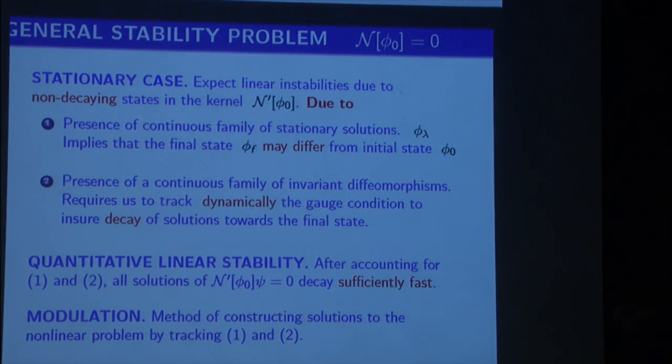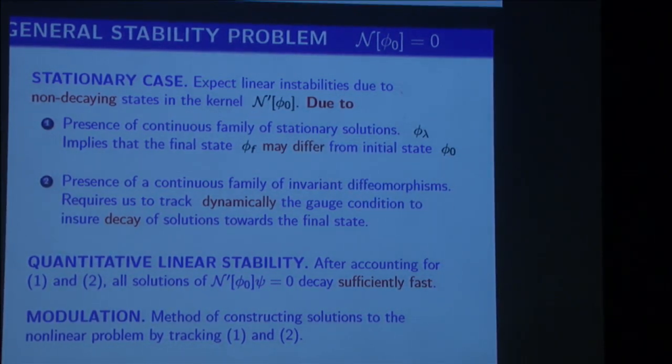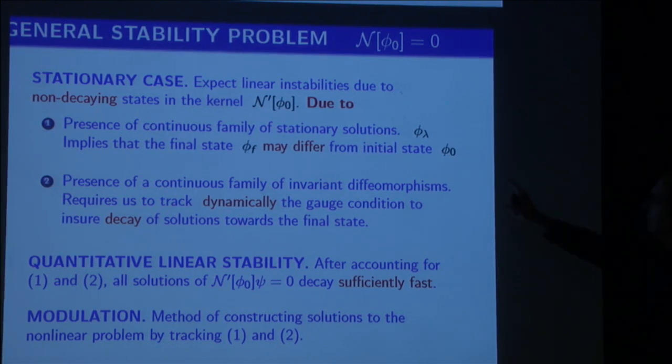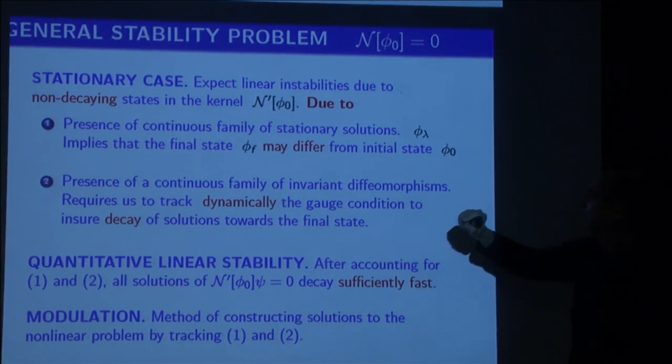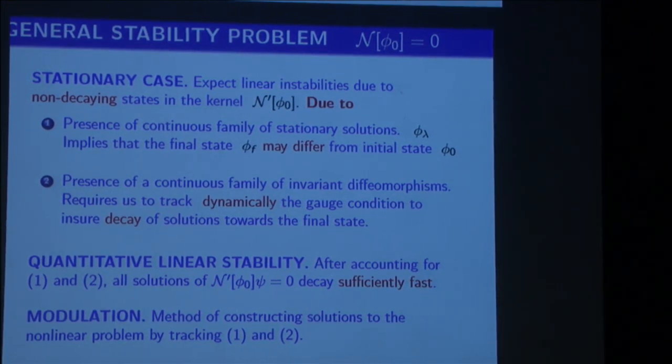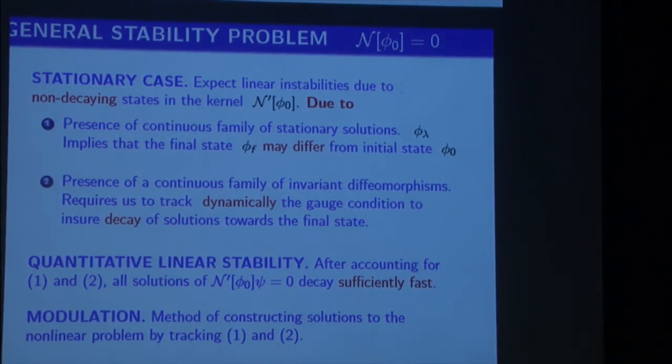Then we had a discussion about the kernel of this linear operator. And we saw that due to the presence of a continuous family of stationary solutions phi lambda, this implies that there has to be something in the kernel which you can identify. And the conclusion of this will be that the final state has to differ from the initial state. Okay, so this is the first kind of instability at the level of the linear equation that you should expect.